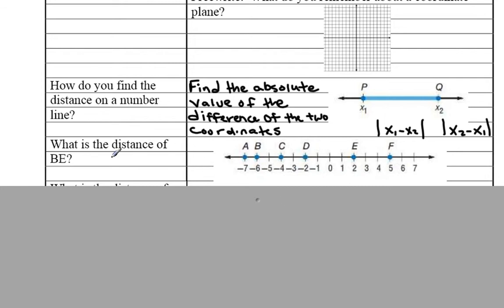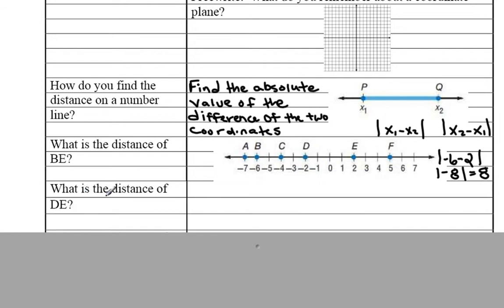In order to find the distance of BE, we would take the absolute value of B, which is -6, minus E, which is 2. So the absolute value of -8, which is +8. So from B to E has a distance of 8. You can also count 1, 2, 3, 4, 5, 6, 7, 8.